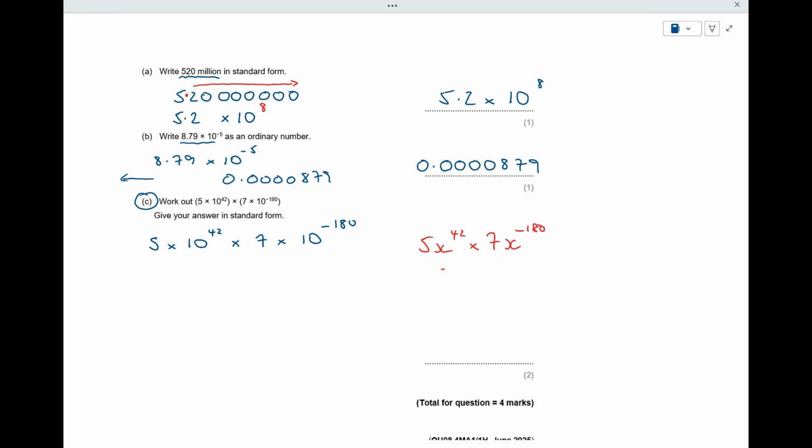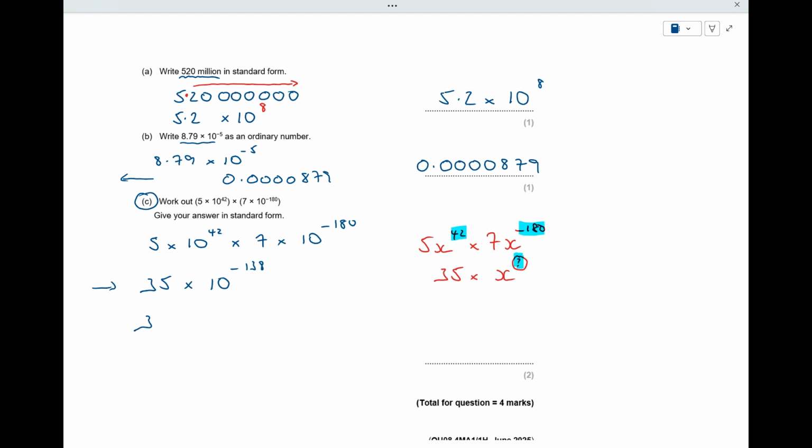If you were doing that one, it would be 35 times x to the power of something. And you'd get that power there by adding those two. So in this case, it's going to be 5 times 7 is 35 times 10 to the power of, and now on my calculator, I'm going to do 42, add minus 180. Gives me 10 to the power minus 138. Now that's looking good, but would only get you 1 mark because this is not in standard form.